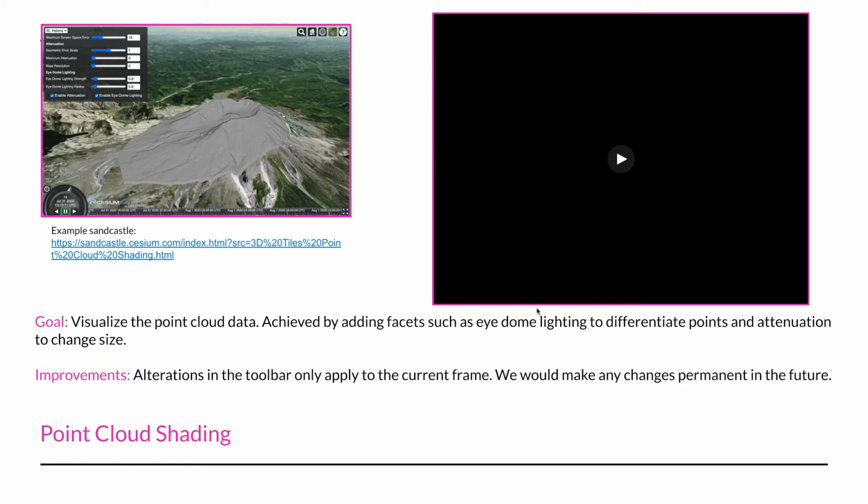An improvement we can make in the future is to have the toolbar adjustments apply permanently to the rest of the animation instead of statically to one frame as it is right now.